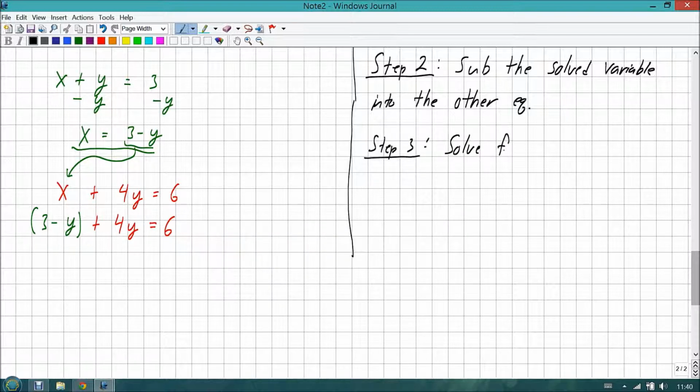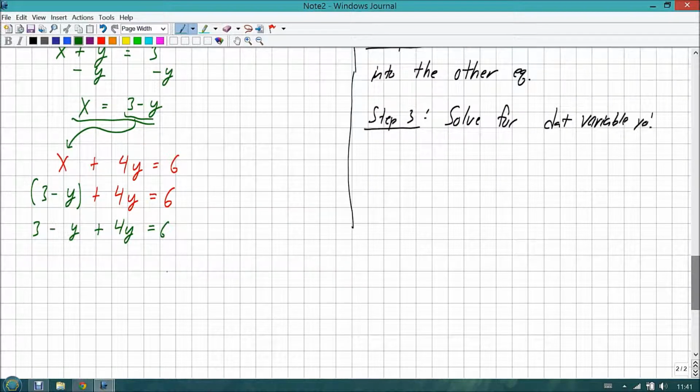Solve for that variable. So it looks like we're going to have to solve for y here because that's the only variable left. All right, so we're going to be left with 3 minus y plus 4y is equal to 6. Combining like terms, we get 3 plus 3y is equal to 6. Subtracting 3 from both sides, we have 3y is equal to 3. Dividing both sides by 3, we get y is equal to 1.